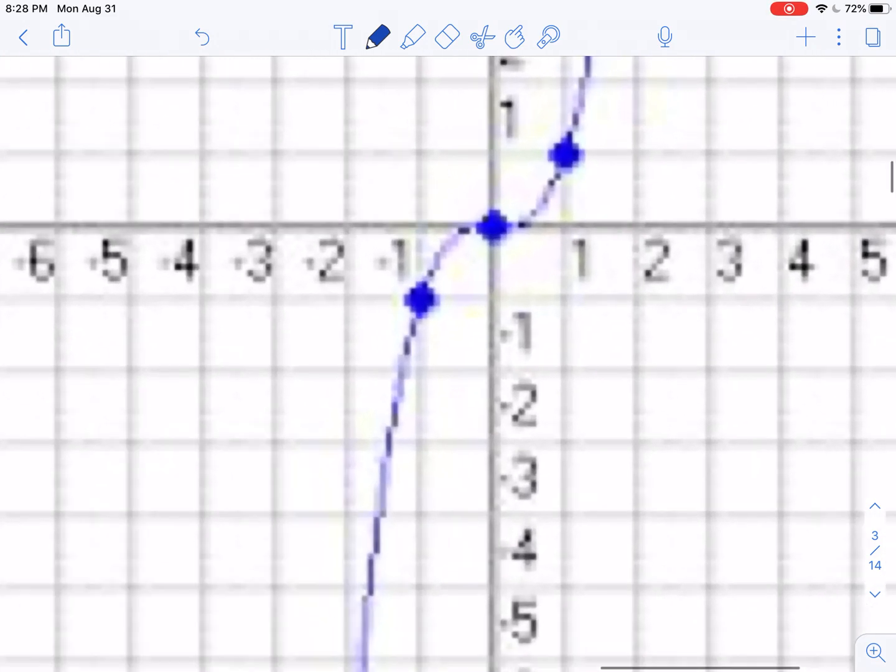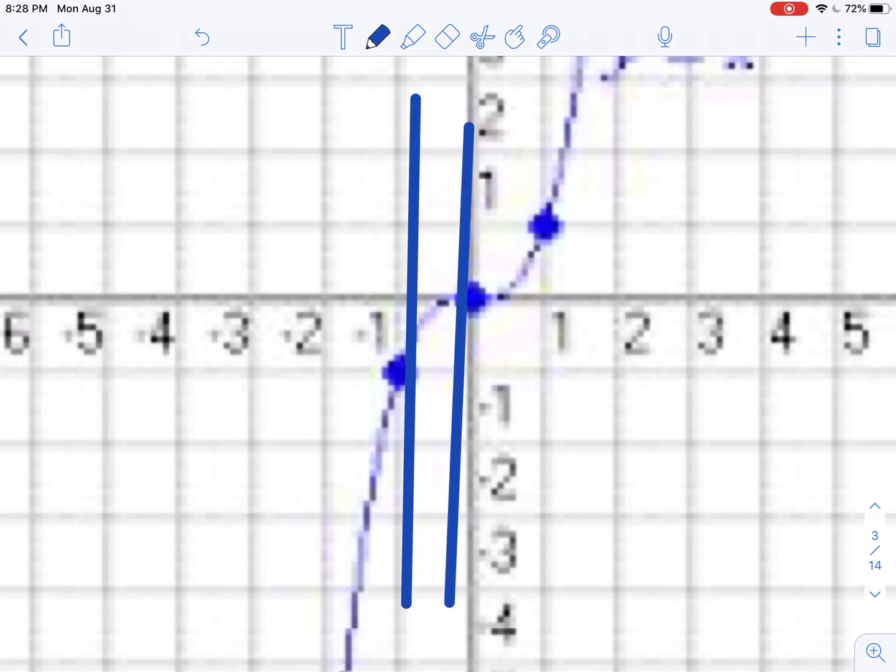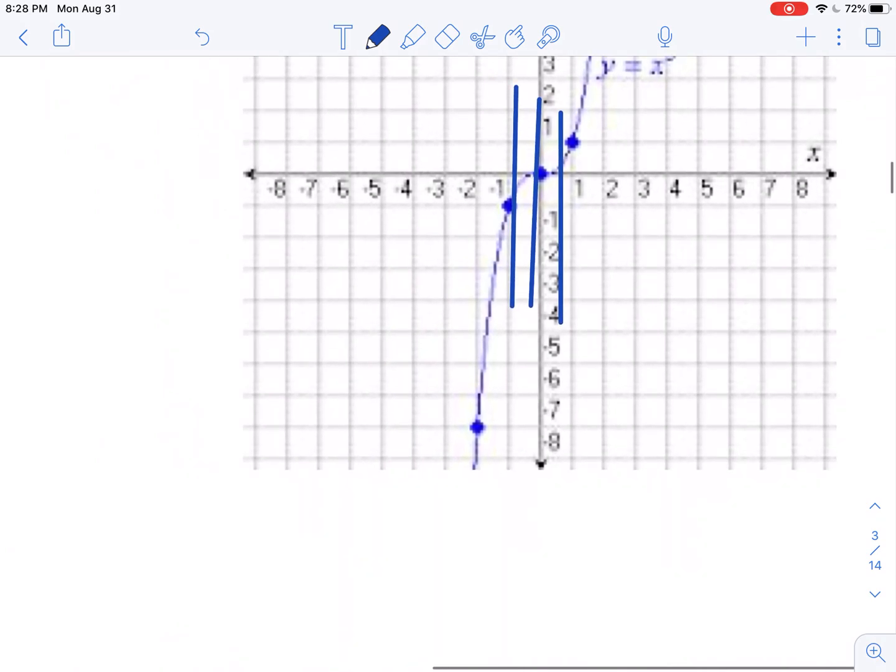Over here, it gets a little bit more complicated. If we zoom in, we're only really doing the vertical line test where you think it might be failing. So I go through here, I draw my vertical lines. Again, I see that it really isn't passing 2 points at any point. This also passes the vertical line test. It's a function.